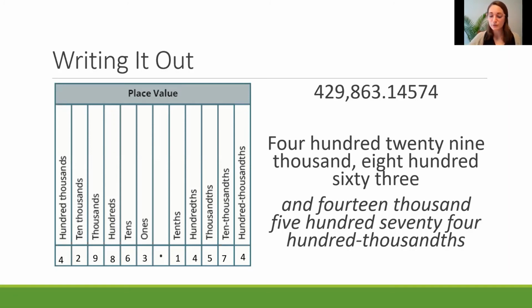Just look at the numbers after the decimal place, and we read what that number would say, 14,574. And then we put it in the context of where the last digit hits. So since that last digit, 4, hits in the 100,000ths place, we end it with 100,000ths.